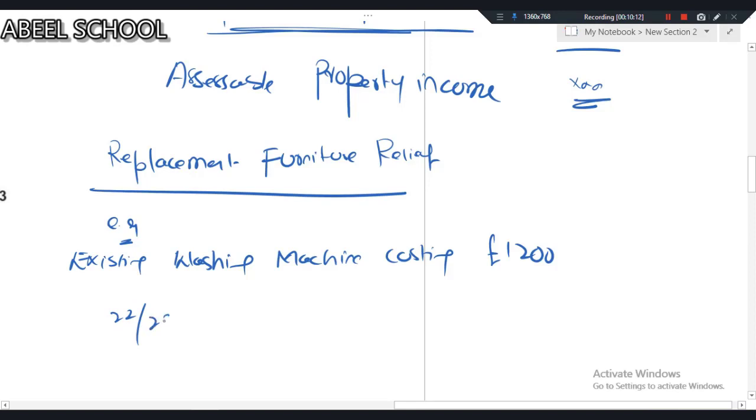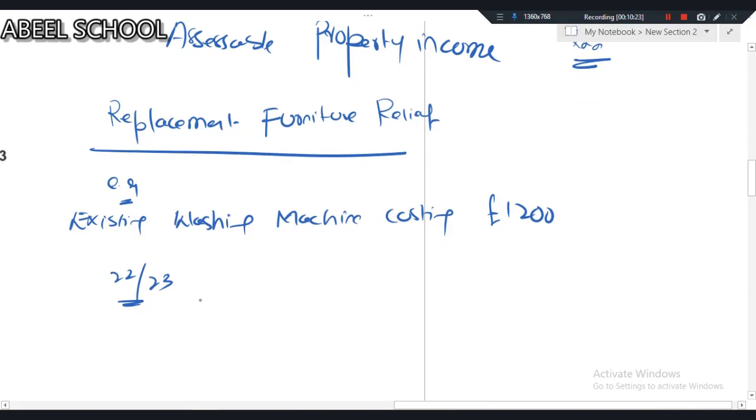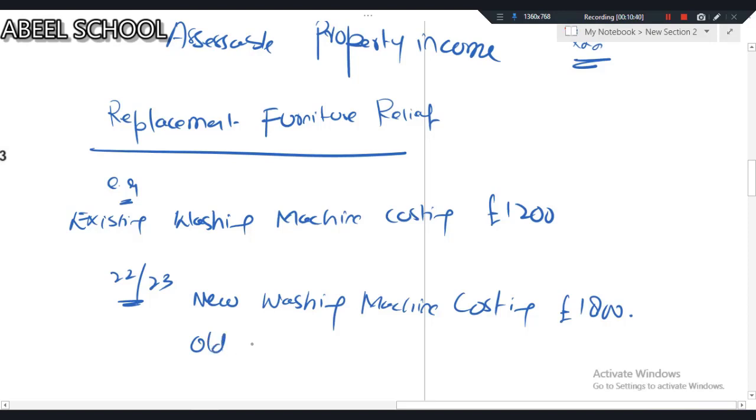In the tax year 22-23, this individual, the owner of this house, has decided that he wants to replace the existing washing machine with a new one. The new washing machine costs £1,800. The old washing machine is sold for £200. We just need to calculate replacement furniture relief.